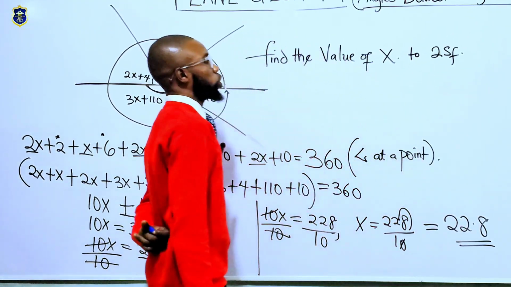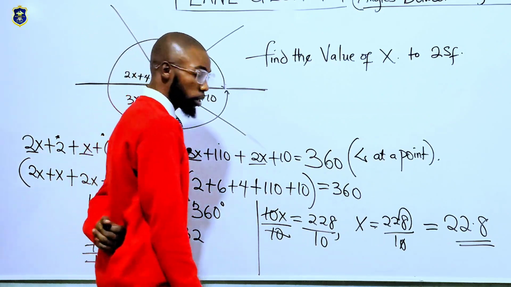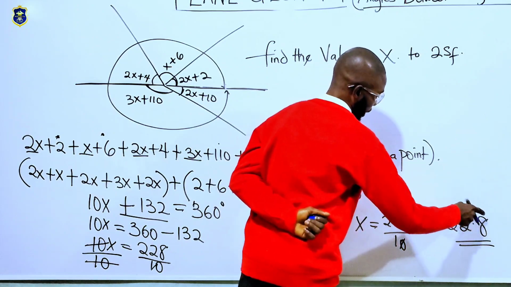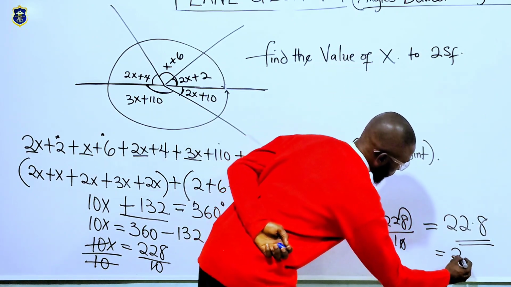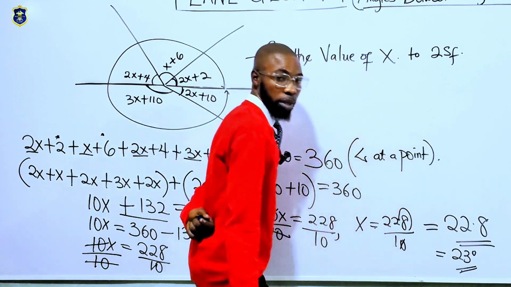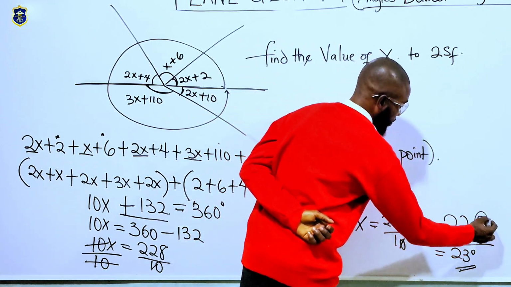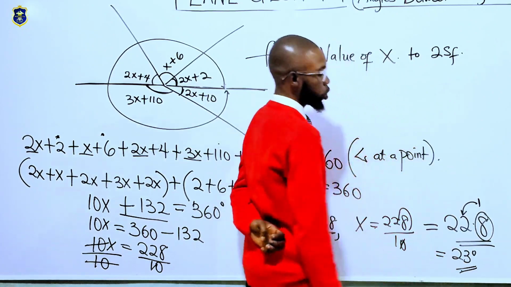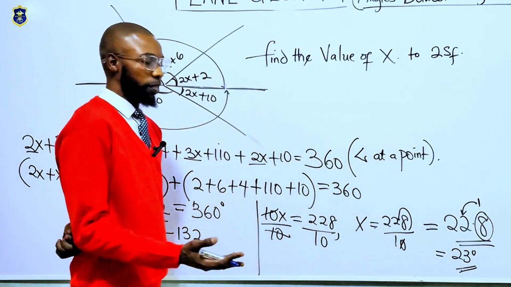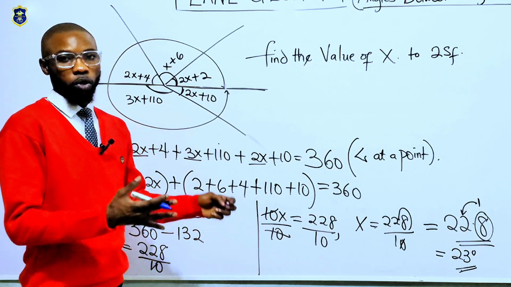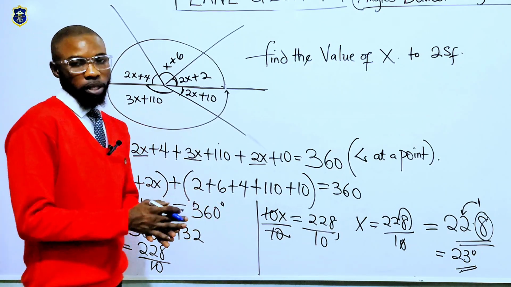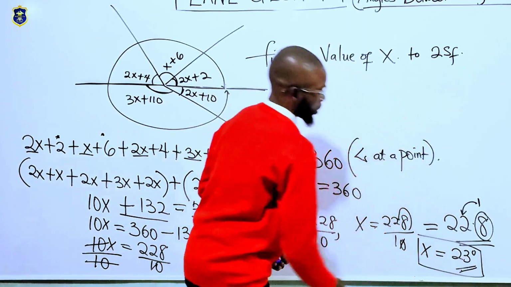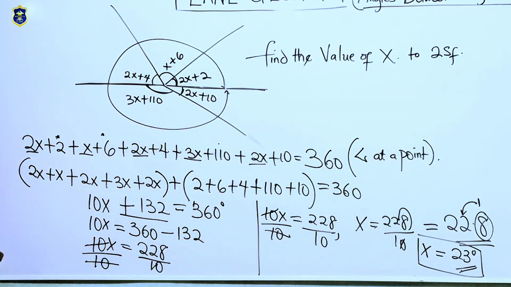Then the question says we should leave our answer in two significant figures. It therefore means that we change this one. Since the 8 is bigger than 5, we make it 1 and add it to this 2, so it becomes 23. So that's how significant figure works. If you don't understand, I have a full course on significant figure to make you understand. So this is the answer for x. Our answer is 23 degrees to 2 significant figures.